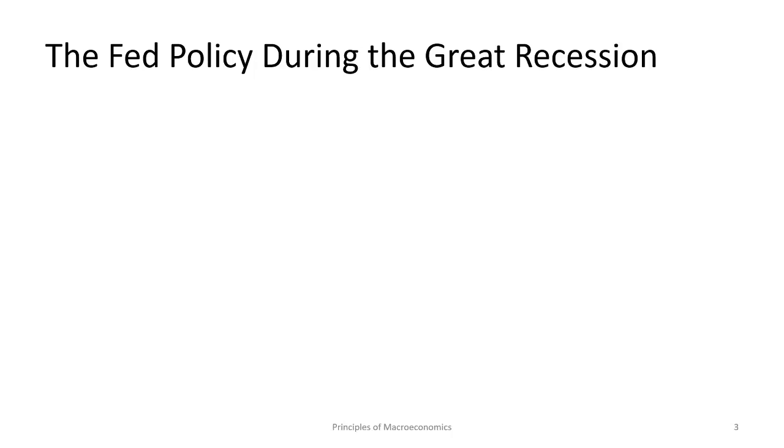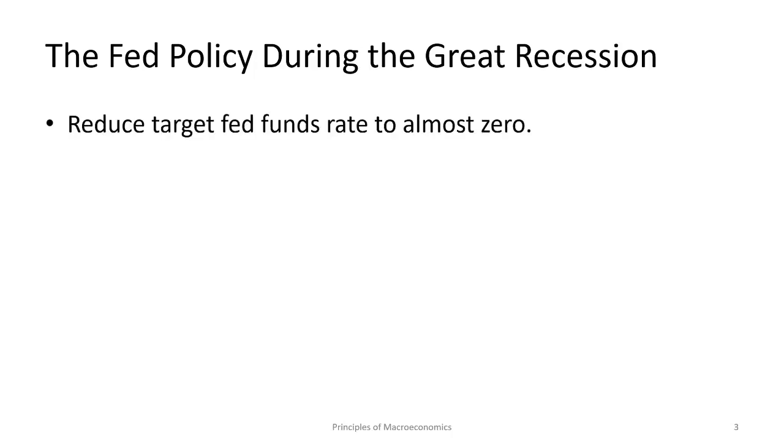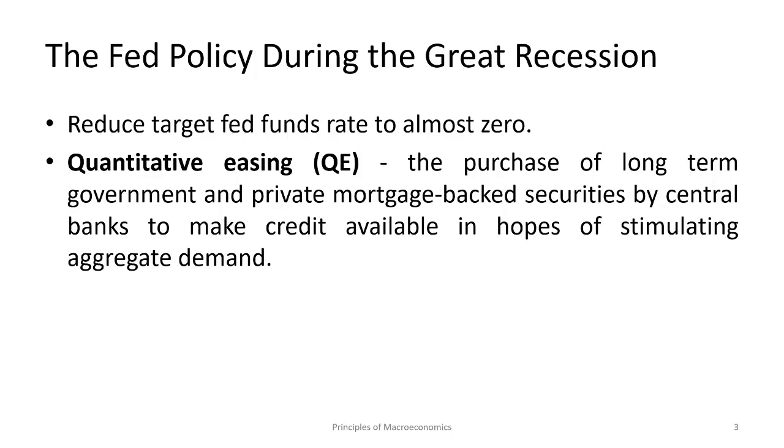So next I'll try to focus on the Fed policies during the Great Recession. Obviously, during the Great Recession, they followed two broad policies. One was to bring the federal funds rate to almost zero. They followed another policy, which is quantitative easing, which was not in the Fed's typical handbook of what they should be doing. This is what is called non-conventional policies.